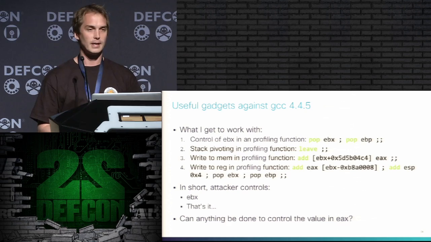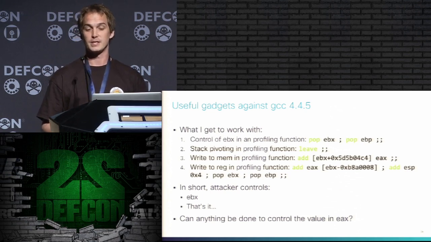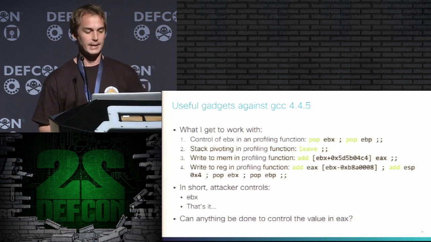The first one allows me to control EBX, so put a random value into there and control that. The other one, leave, allows me to pivot the stack when I've achieved control and I want to execute my shellcode in the end.